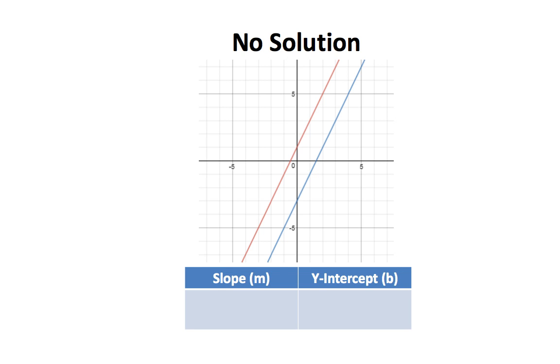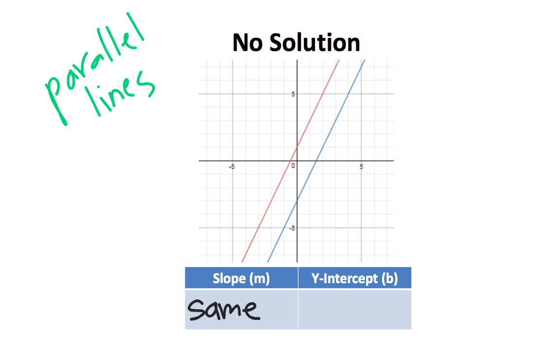In our second example, we have a linear system with no solution, which means there is no point of intersection. I like to call this parallel lines. If you examine the two lines closely, you'll see that their slopes are the same, and their y-intercepts are different.